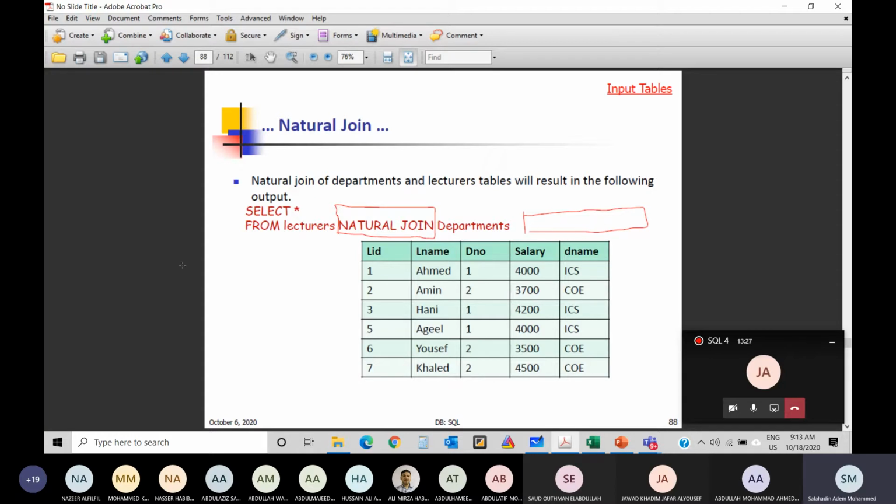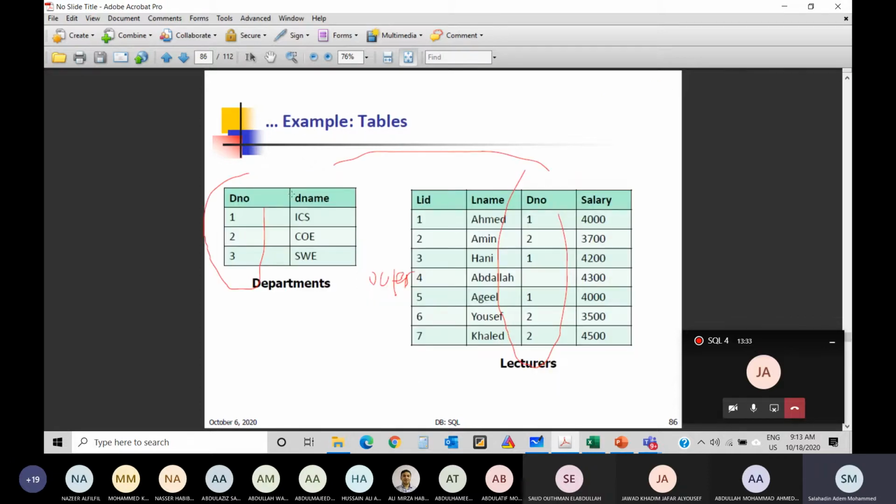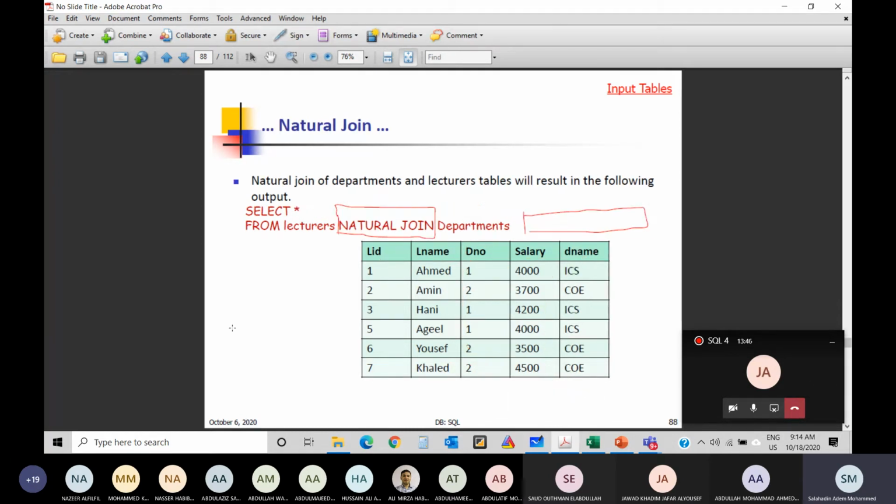mean you have DNO here and you have DNO there. Otherwise, it doesn't work. For example, if this was DNO, and this was DNAM, then natural join will not work. You have to use this join. So you have to write A.DNO, B.DNAM, otherwise it doesn't work. Any question here about natural join?